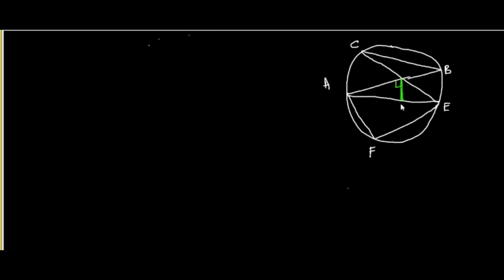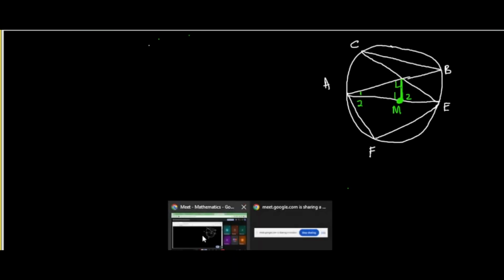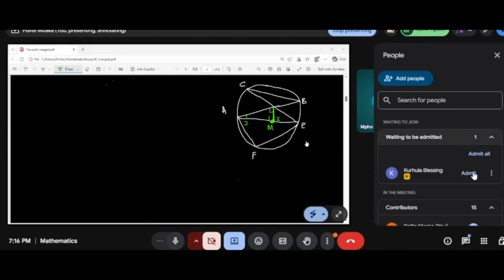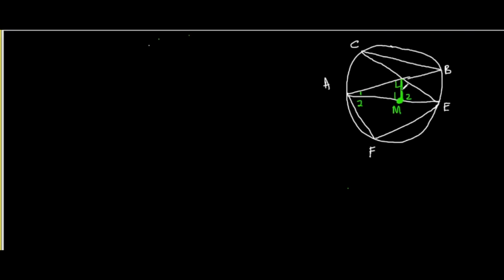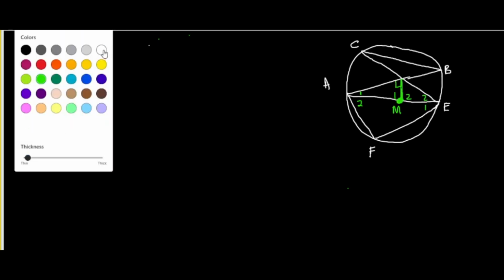Okay, so now I can call this point here M, which will be the center of the circle, and this is 2, this is 1. So I'm just naming my angles. This is A1, this is A2. Come on guys, there are still learners requesting to join now. Right, so now, and then this is E1, this is E2. Okay, so this is the only information that we have.